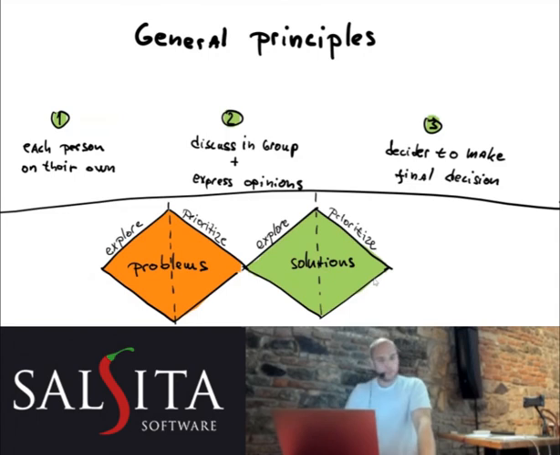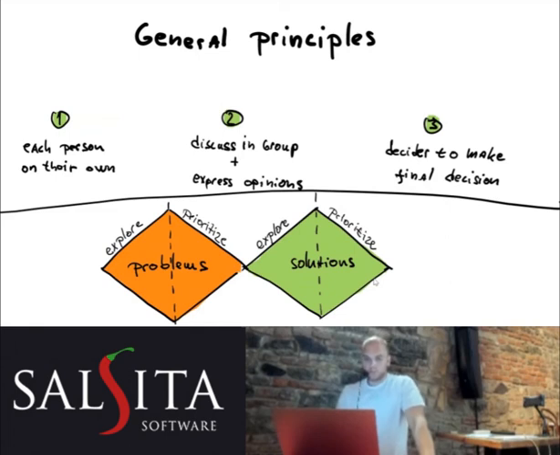So maybe you noticed two general principles in the design sprint. First of all, you start with a problem, you explore it, and then you prioritize which problem is the most important one. And then you have a solution. Then again, you explore many different solutions, and then you prioritize the best one.